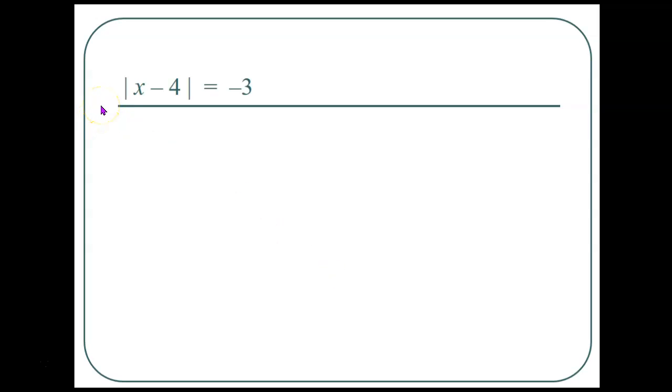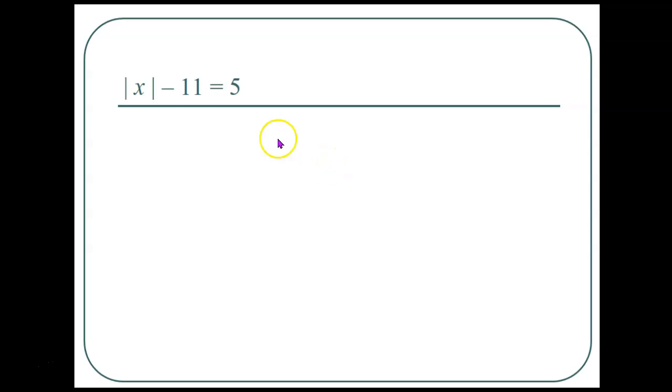What about this one? Absolute value of x minus 4 equals -3. Scream the answer to me through your screen. That's right, no solution. Why? Because there's a negative number here, but absolute value can never be negative. It can never equal a negative number.